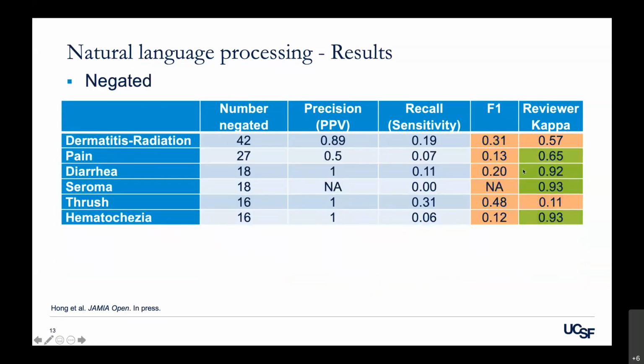Across negated symptoms, where symptoms were explicitly stated as no pain, for instance, you can see that the pipeline that we used had a little bit more trouble detecting negated symptoms. And there are ways to make adjustments in the approaches to try to improve the detection rates of these systems.